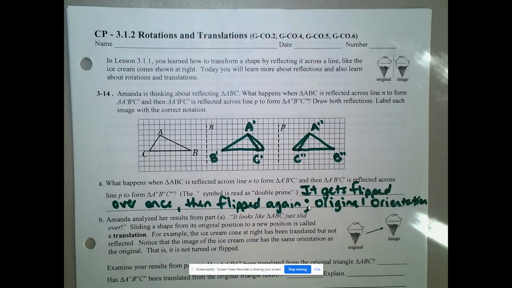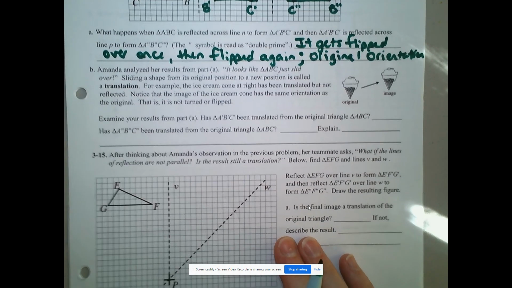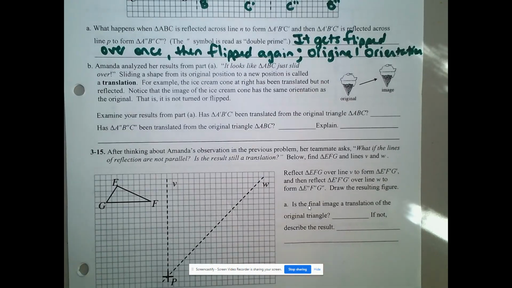Amanda analyzed her results from part A. It looks like triangle ABC just slid over. Sliding a shape from its original position to a new position is called a translation. So a translation, another word for that, is a slide. For example, the ice cream cone at the right has been translated but not reflected. Notice that the image of the ice cream cone has the same orientation. So you've got the little cherry stem sticking out to the right, and the drip on the right. In the second one, you still have the little stem sticking over to the right and the drip on the right. So it is not turned or flipped. It has not been rotated. It has not been reflected. It is just a translation.